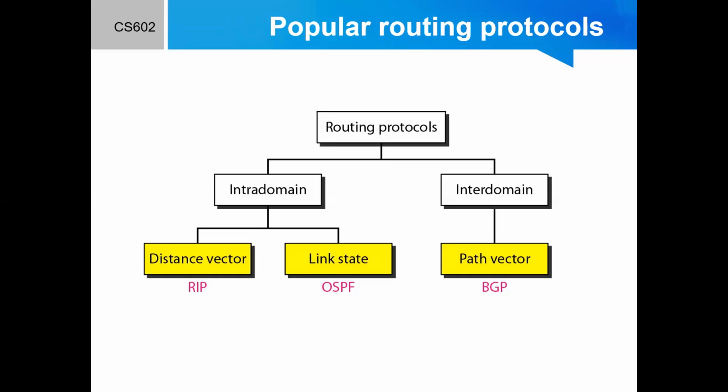Here you can see that intra-domain routing is divided into distance vector and link state, whereas inter-domain routing protocol is divided into path vector. RIP is an implementation of the distance vector protocol. OSPF, Open Shortest Path First, is an implementation of the link state protocol, and Border Gateway Protocol, that is BGP, is an implementation of the path vector protocol.